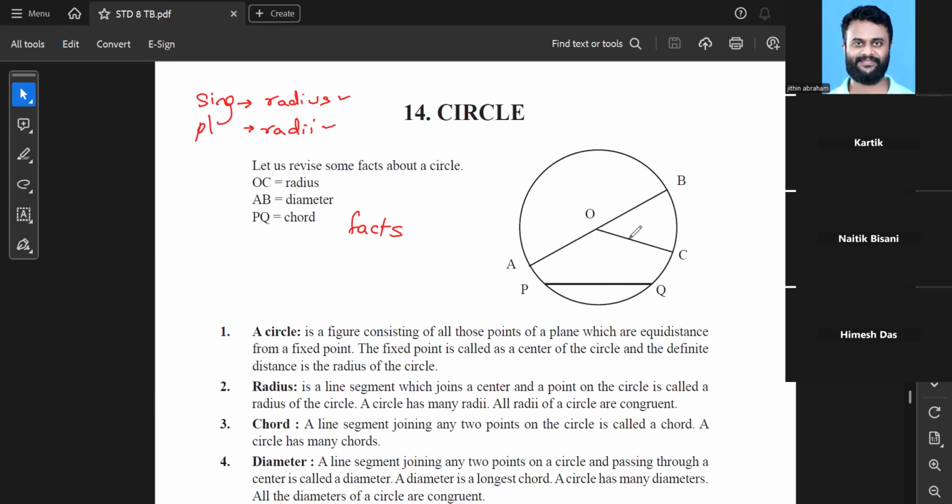For example, over here, OC is one radius, OB is another radius, and AO is another radius. So all three combined are called radii. Similarly, OB and OA both are radii. Two radii make one diameter, or one diameter will have one radius and another radius. Two radii it will have. I hope it's clear now. Okay.